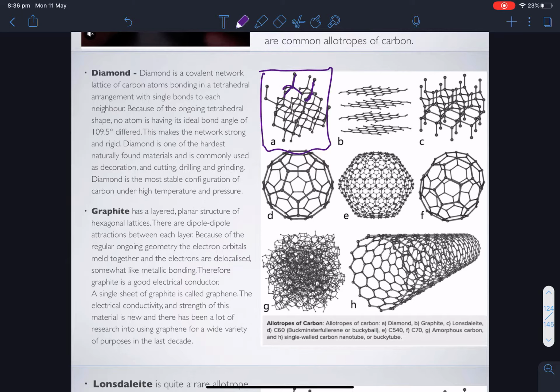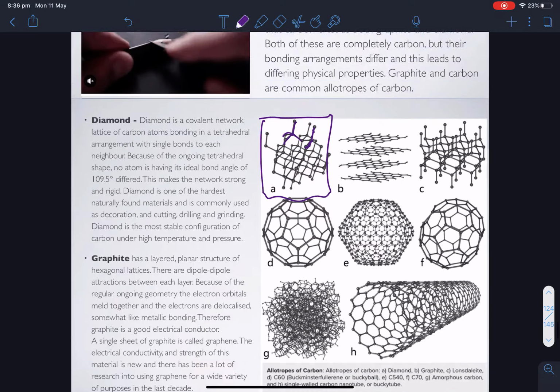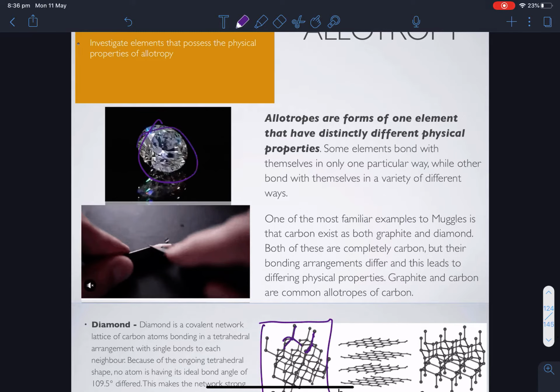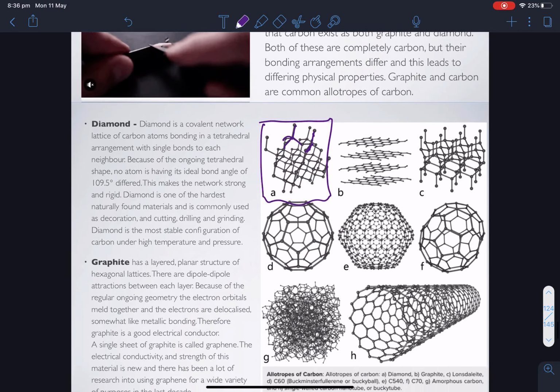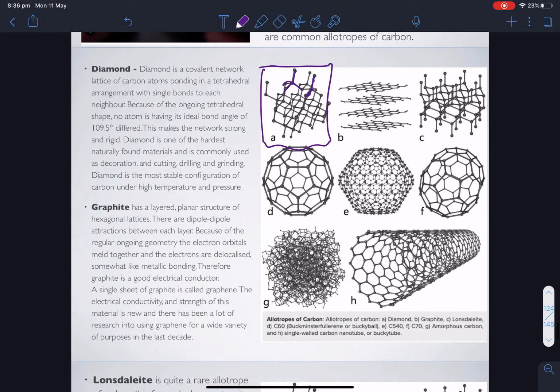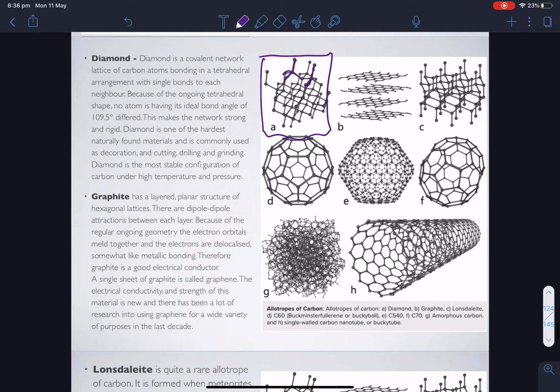So diamond is one of the hardest naturally found materials, and common uses are decoration, so pretty rings, like I've got up here on this slide. That's a GIF on the slide. It's very pretty to look at, and it also has practical uses because it's so hard. It's used in cutting, drilling, and grinding, so you can get diamond bit blades that cut through masonry and stuff like that.